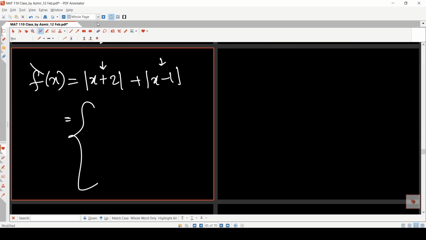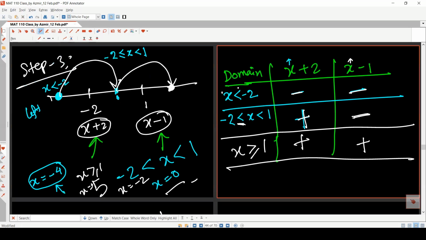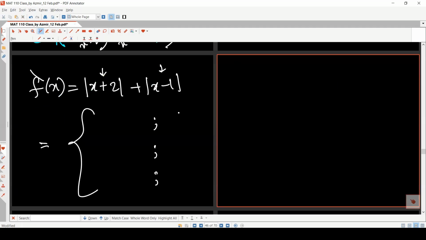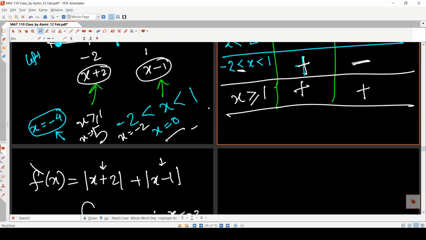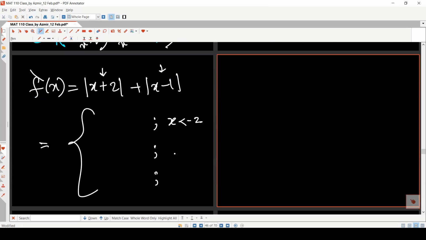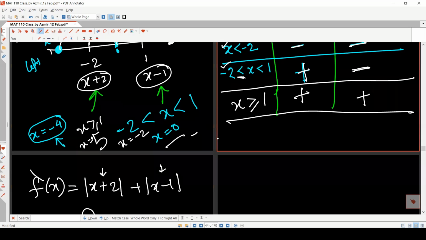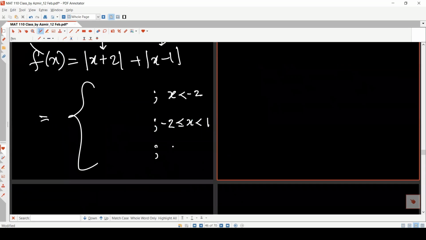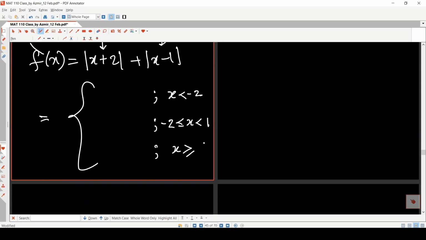Now we can think about the piecewise part. First domain, second domain, third domain. What is our first domain? It is x less than minus 2. What is our second domain? It is minus 2 less than or equal to x less than 1. What is our third domain? x greater than or equal to 1.